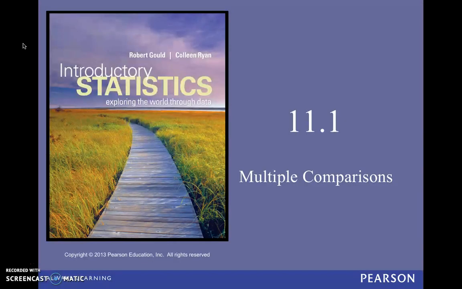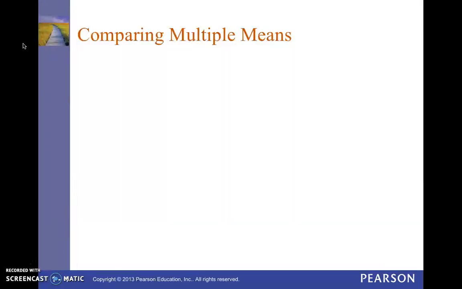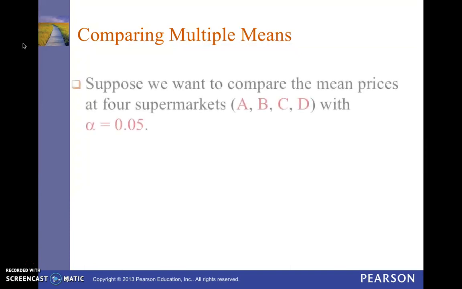All right, so let's talk about this idea of multiple comparisons. What happens when you're trying to compare multiple means? Once again, this is the point made at the beginning of the book, so I'll cover it quickly here. Let's suppose we wanted to compare the mean prices at four supermarkets, it could be overall prices or a particular product, doesn't matter.